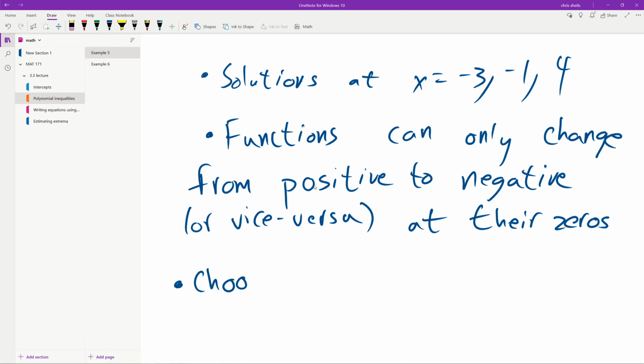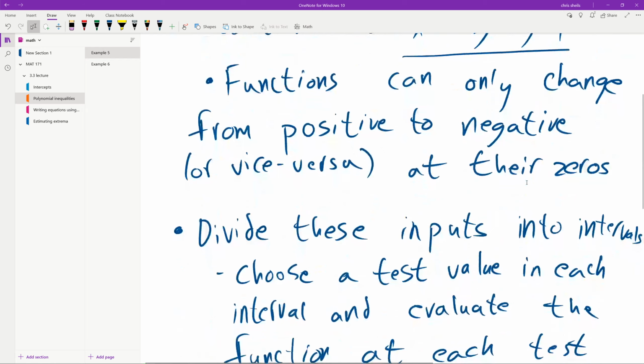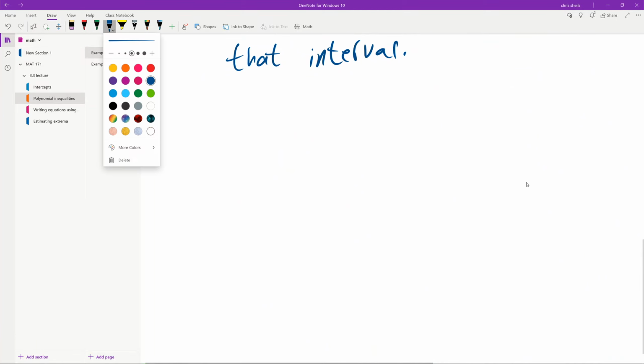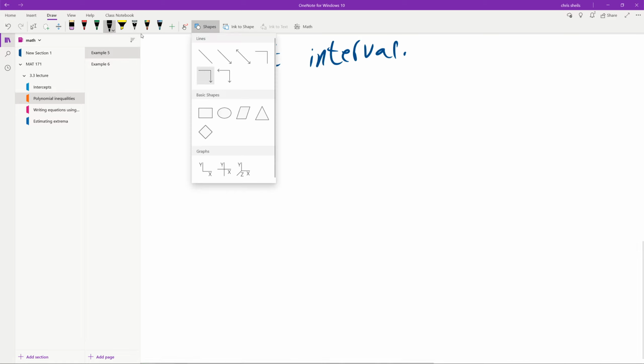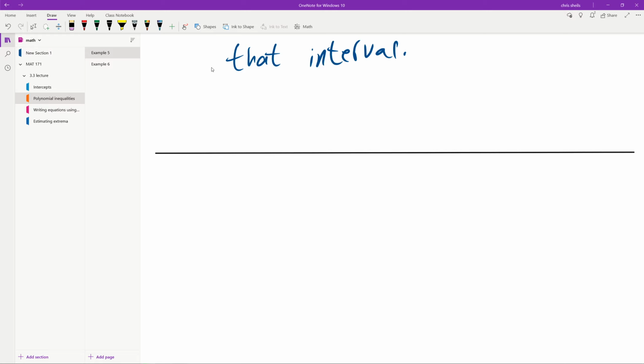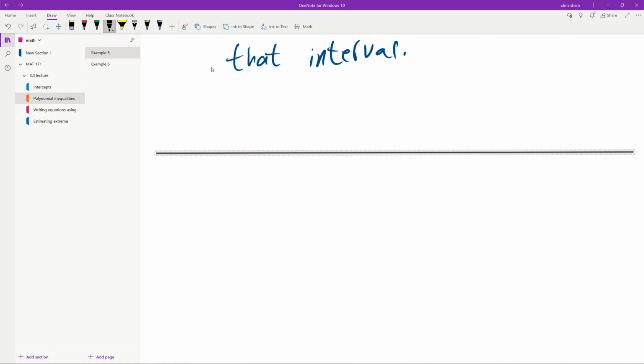So I have these solutions, x equals -3, x equals -1, and x equals 4. This lets me create the intervals. Let me grab this tool, and we're going to create a little table here. I'm going to have my intervals over here.